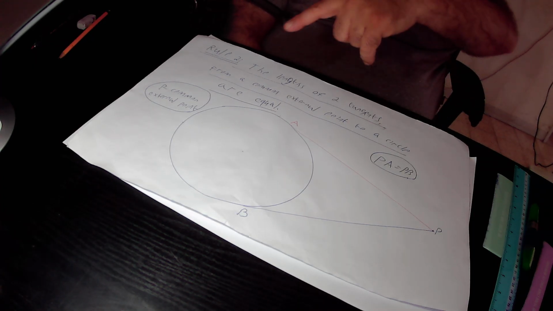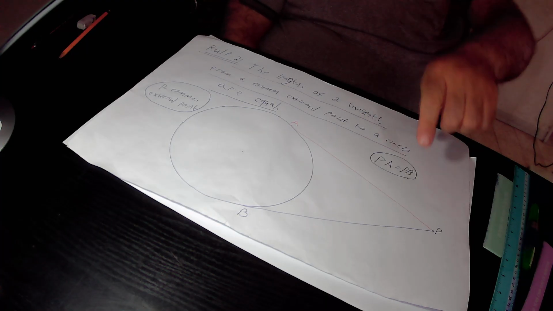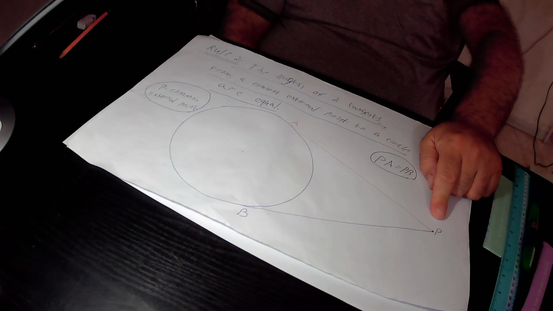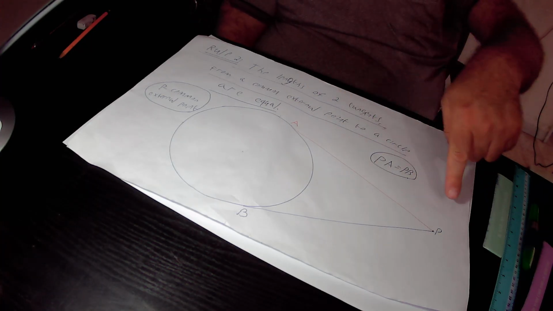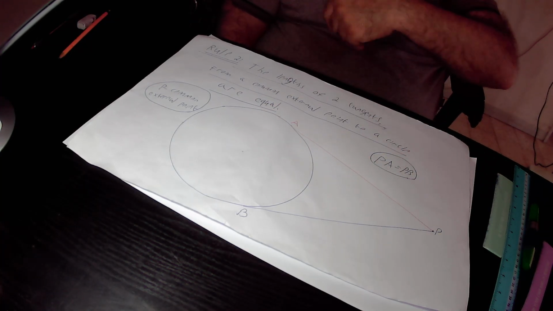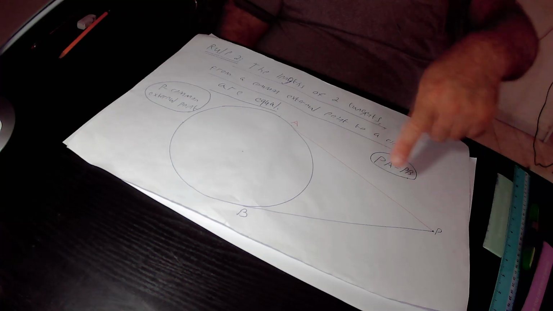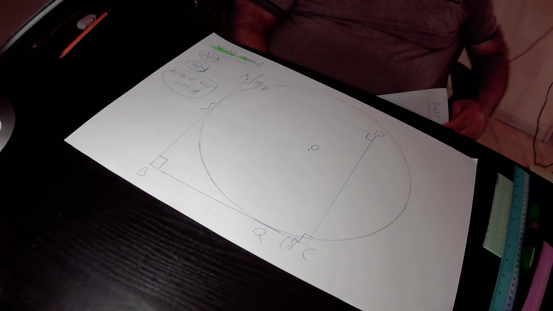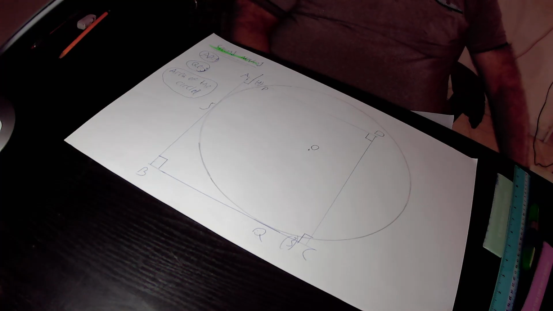So in the drawing, we have a circle, and this is the common external point, point P. From this common external point, point P, we have two tangents to this circle, tangent PA and tangent PB. And according to this rule, the two are equal to each other. That is to say, PA equals PB. Okay, actually, let's implement rule 2 in our drawing.